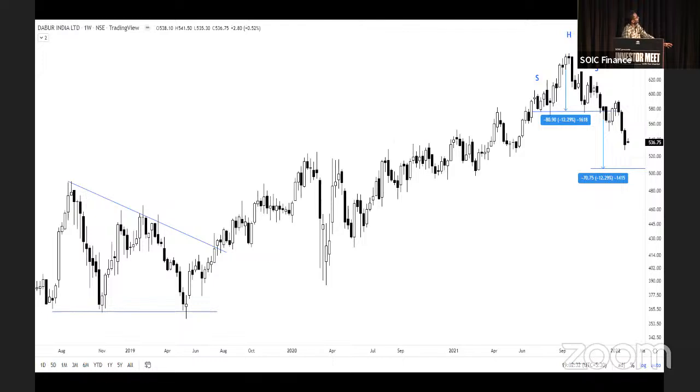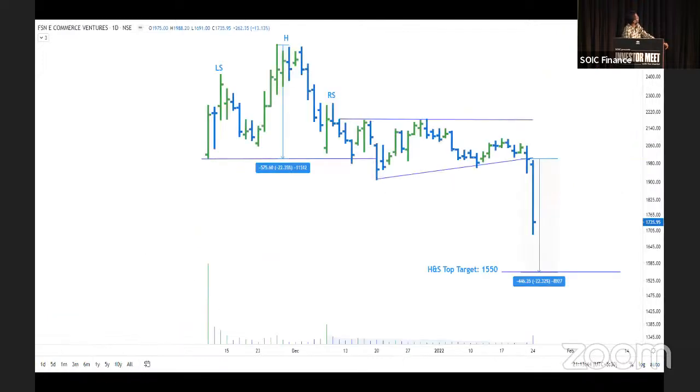So Dabur India was one example. Next. So these are all examples. Nykaa, I think it was born as a head and shoulder pattern. See, the stock failed to move back up to the new high. And this was, you can call it a false breakout also, but for a very short period of time. Now it came back down, then not a buy. So next.